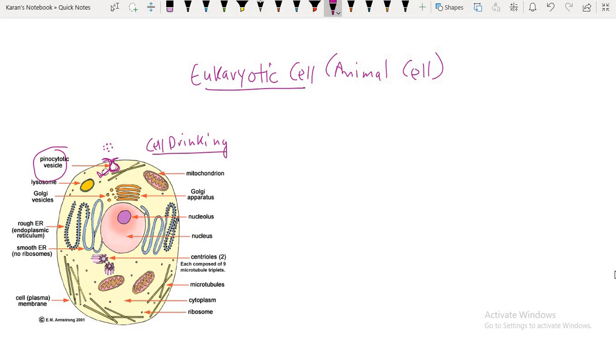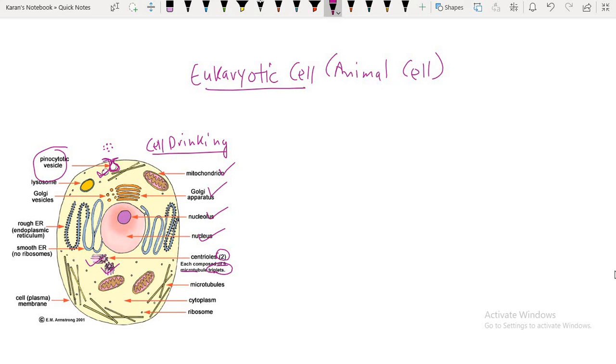Then you can see mitochondrion, we have already done this one, Golgi apparatus done, nucleolus is also done, nucleus is also done, and centrioles we have already done. At this point they have shown us two centrioles. Centrioles help in cell division because they help in formation of spindle as well as aster. Moreover, they also produce cilia. They are composed of 9 microtubule triplets, in a group of 3.